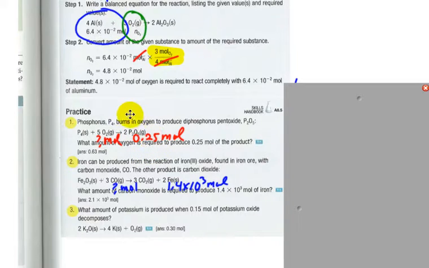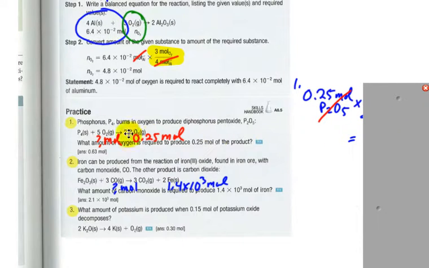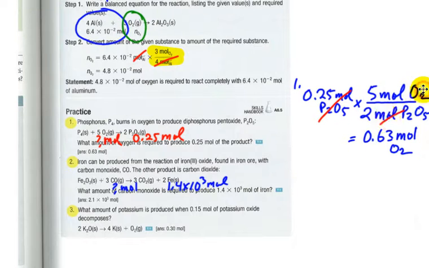So we're going from P2O5 to O2. So of course our mole ratio will have P2O5 on the bottom and oxygen on top. So if we take a look here, starting off with 0.25 moles of P2O5, and according to the balanced equation, 2 moles is produced when 5 moles of oxygen reacts. So from 2 moles to 5 moles. And of course, if you have it set up right, moles of P2O5 cancel with moles of P2O5. So you take 0.25 moles times 5 divided by 2, and we get 0.63 moles of oxygen.